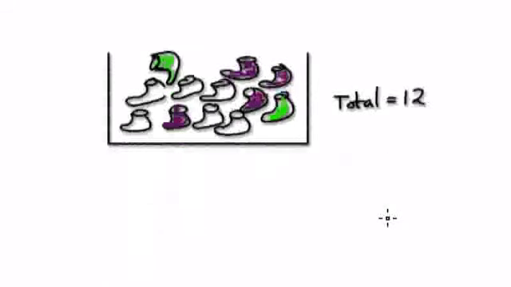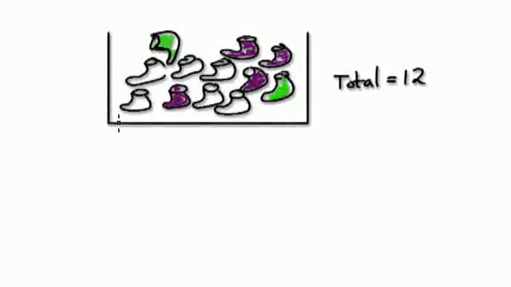Okay, now it's your turn to have a go. Let's say I've got a drawer full of socks. I've got 2 green socks, 4 purple socks, and 6 white socks. If I were to pick out 2 at random, what is the probability of me having the same color socks?